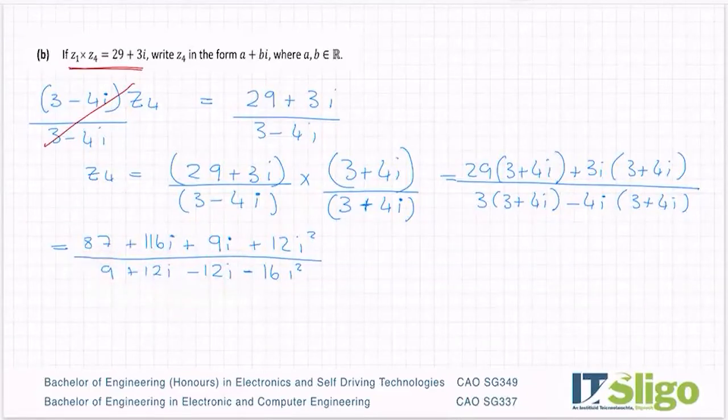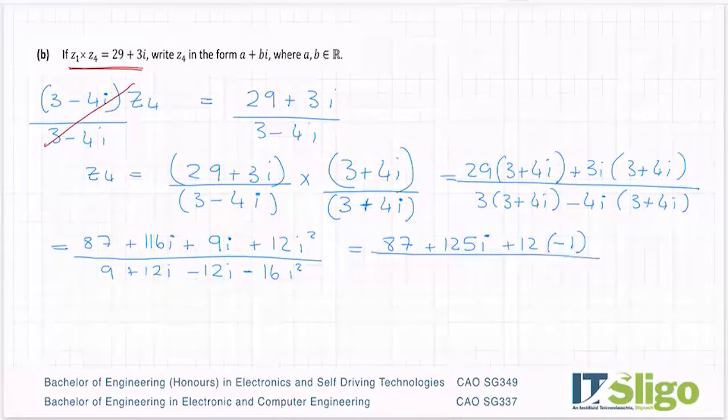Okay, so let's tidy it up. You cannot add i squareds to i. You can't add i's to numbers, okay? So just like any other algebra. So it becomes 87. I can add though 116 plus 9 to give me 125i. Okay, and remember what I do for i squared. I always sub in minus 1. You never leave i squared in a sum.